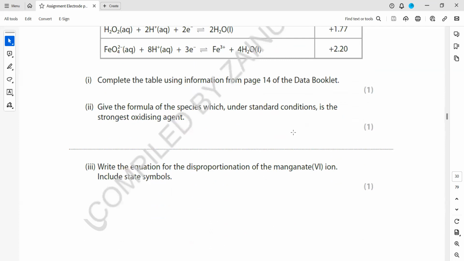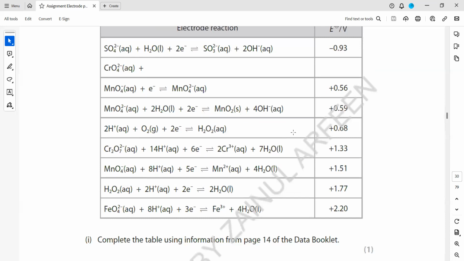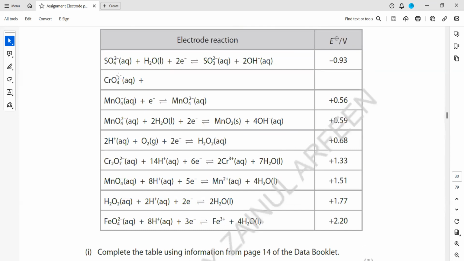Give the formula of species which under standard conditions are strong oxidizing agents. Look, all the electrode potentials are given for gain of electrons. An oxidizing agent itself is reduced, and reduction is by gain of electrons. So which one will gain electrons easily? That is the strongest oxidizing agent.